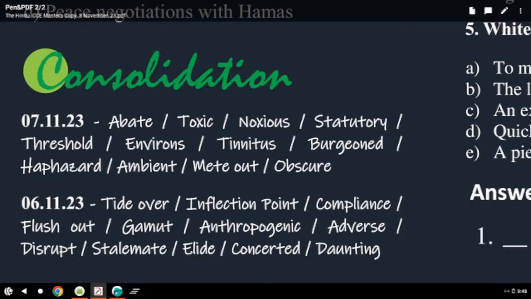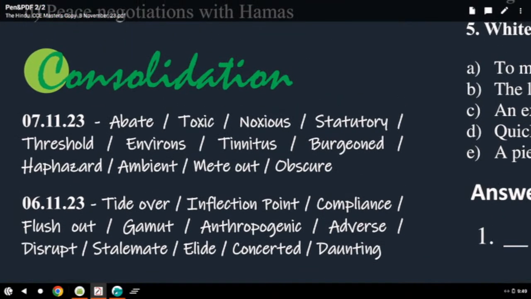Mete out, part of speech, phrasal verb, obviously, means what? To give or to give punishment. Usually it goes with punishment. To give punishment to someone. Obscure, adjective, meaning two meanings. One meaning vague or not clear. The other one not known to many people. We'll go to the words we got on Monday.